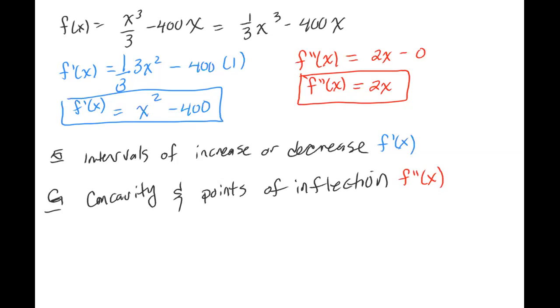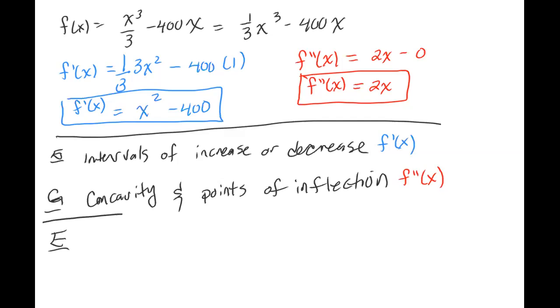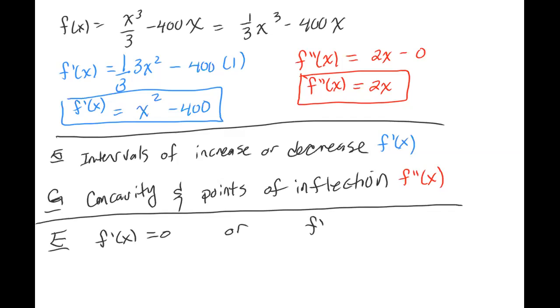So, part E. I want to find intervals over which the graph is increasing or decreasing. The increasing or decreasing nature of a graph can only change where that first derivative is equal to 0 or the first derivative does not exist.